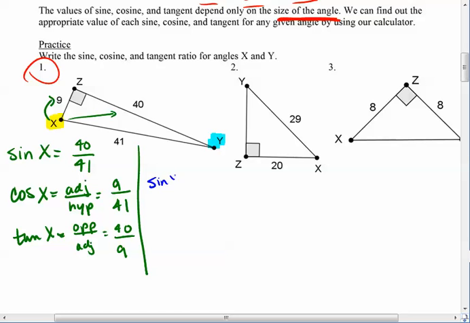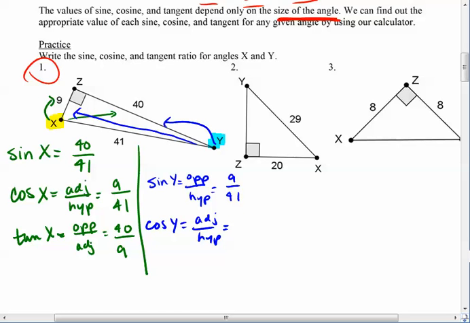The sine of y should be opposite over hypotenuse. The opposite side from y is 9. The hypotenuse is 41. The cosine of y is adjacent over hypotenuse. Now, adjacent to y, the leg that it's touching is 40.